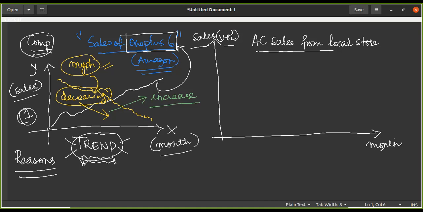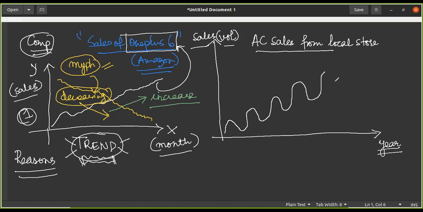Okay, so I'm trying to plot the number of ACs which are sold per month. Or maybe even a better thing will be to change this to year. A better way will be to change this to year. And we see that if I plot the graph, it looks something like this. You see what is happening.